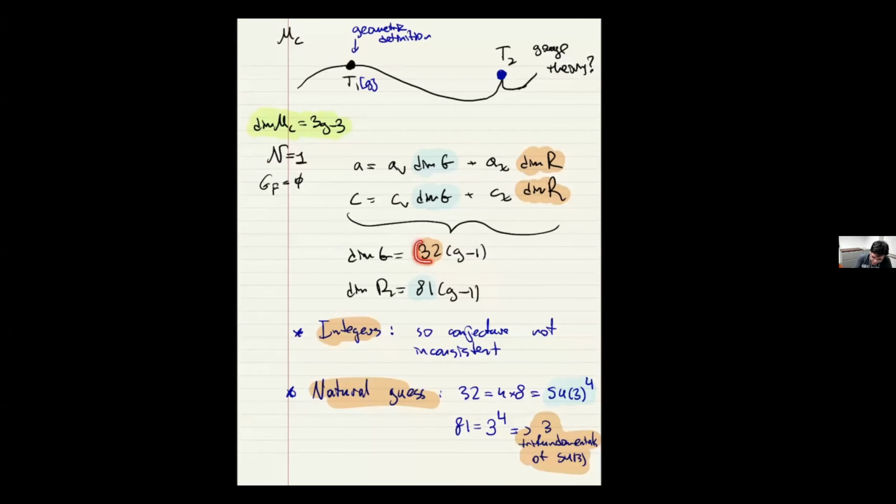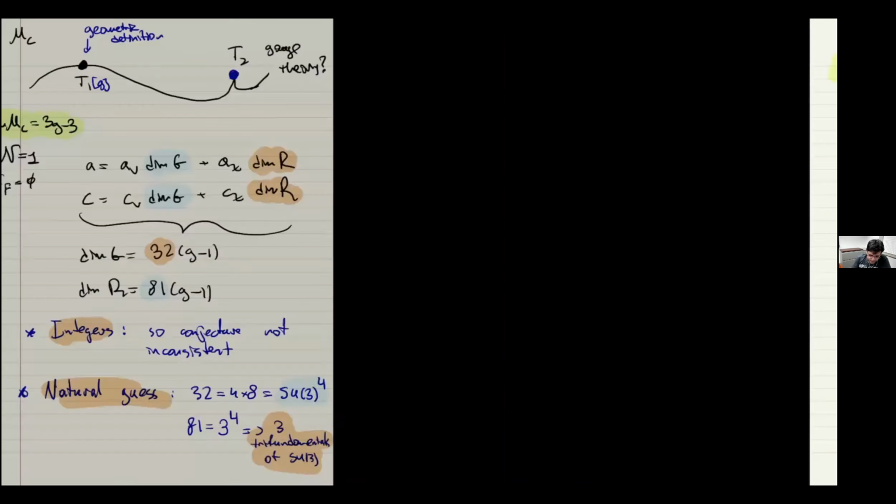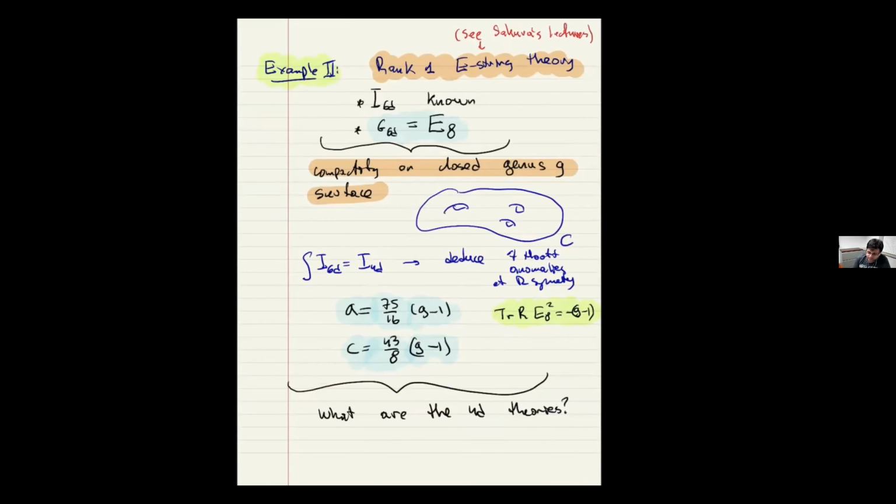And again, 32 is a nice number. It's 4 times 8, and we will see that it will actually correspond to 4 factors of SU(3). So for genus G compactification, we will have 4G minus 4 SU(3) gauge groups, a gauge theory with these 4G minus 4 SU(3) gauge groups and a certain collection of chiral superfields. This is the first example that we will discuss, and here is the second example.